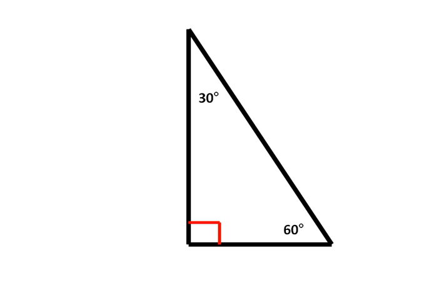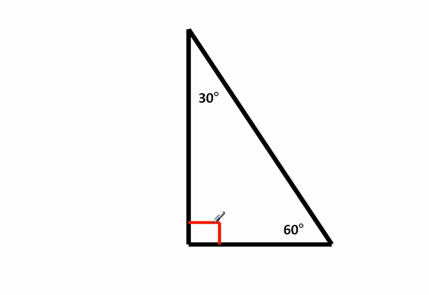Hello. What I would like to do today is show you how to solve problems with a 30, 60, 90 triangle. As you do these problems, the first thing you have to do is recognize that you have a 30, 60, 90 triangle. So as you look at this triangle, it's a right triangle.